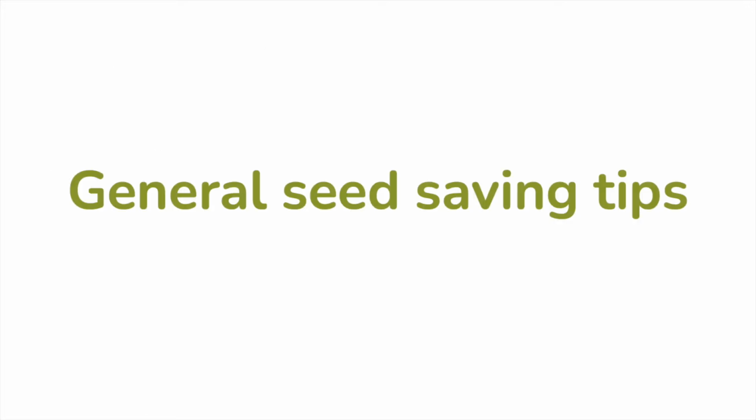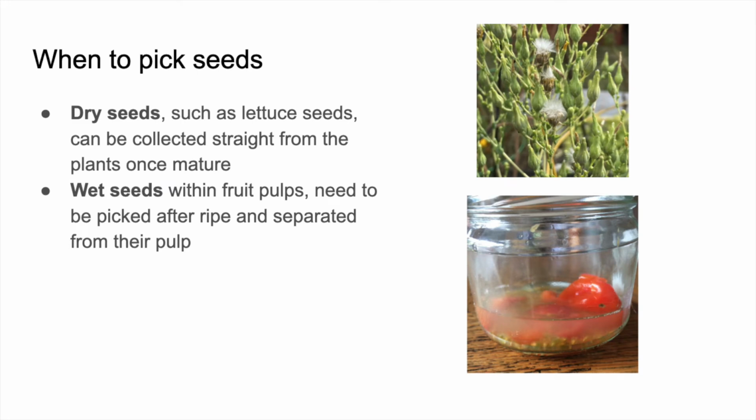Okay, so now that we've talked about lettuce and tomato, I'll just go over some more general tips about saving seeds. Here are a few rules of thumb about picking seeds from different types of plants. Dry seeds, such as lettuce seeds, can be collected straight from the plants once mature, once the seed pods are dry. This is true for many of the leafy greens. And then wet seeds within fruit pulps need to be picked after ripe and separated from their pulp.